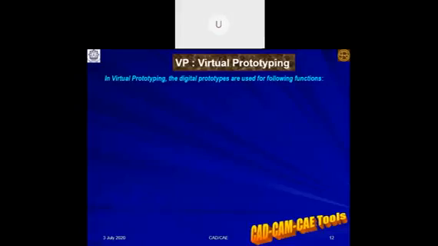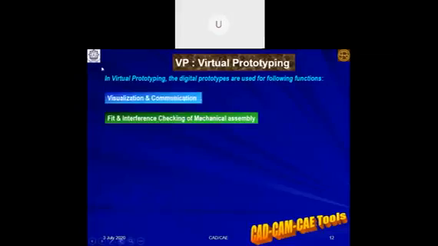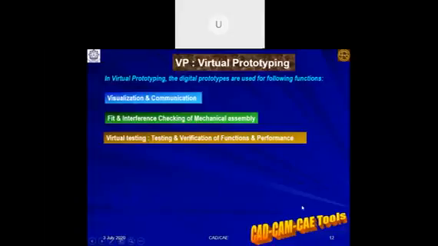If you find any mistake later, then it will involve a huge cost. Instead of that, if you can do the fit and interference checking over the digital model, it will save a lot of money, a lot of materials.